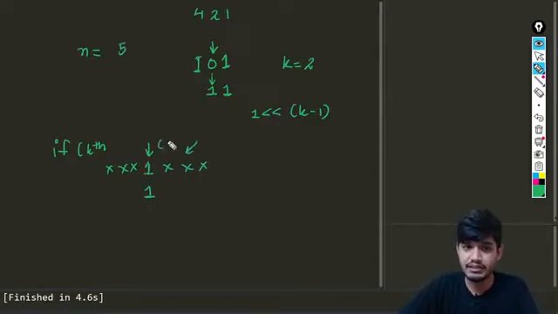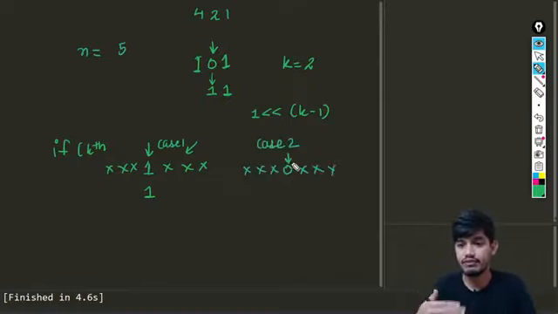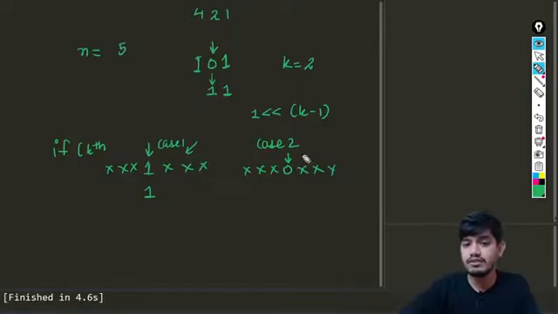This is my case 1. Case 2 is if it is unset, something like this. This bit which I want to set is unset, so I just want to change that. How can we change it? We just want to make this 0 to 1. So these are the operations.